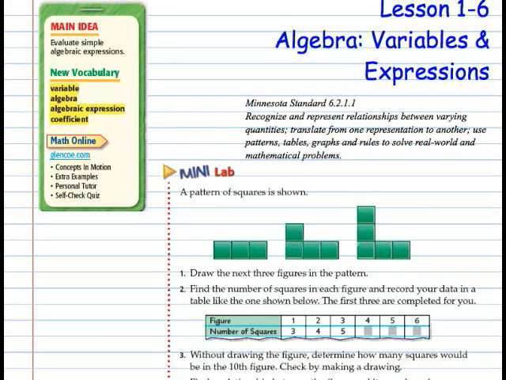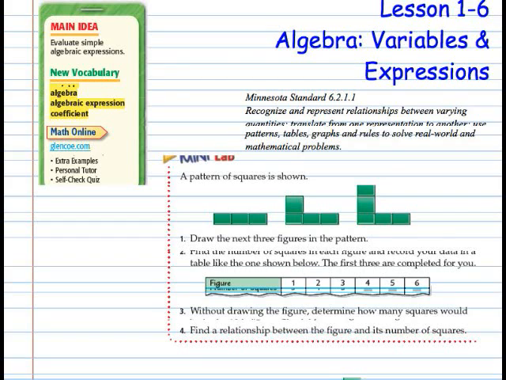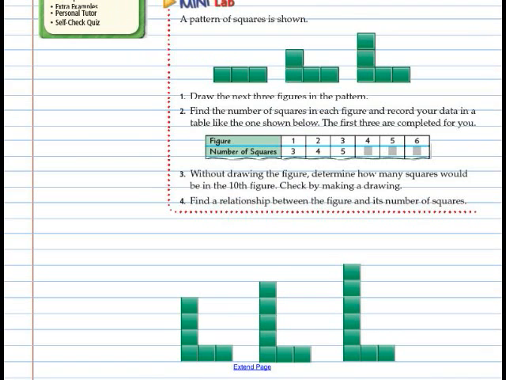This is lesson 1-6, variables and expressions. In the mini-lab, a pattern of squares is shown. Draw the next three figures in the pattern. Done that down here.